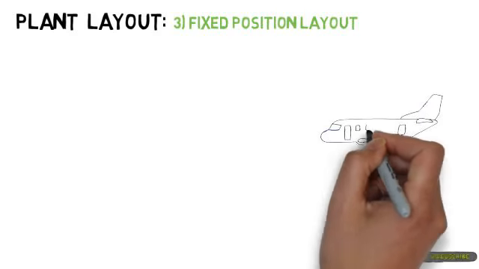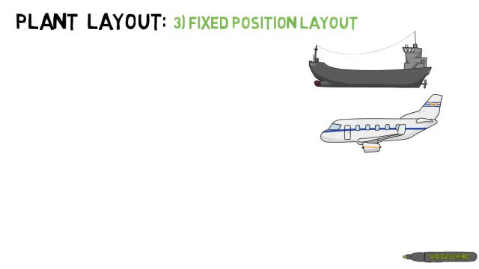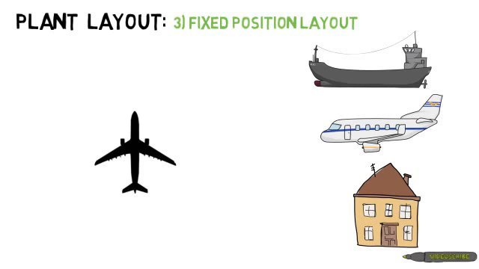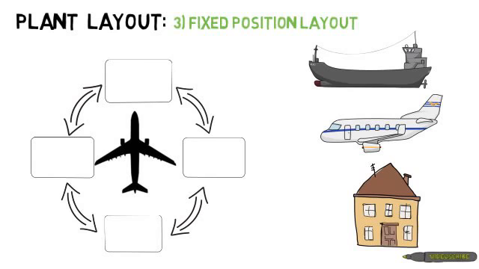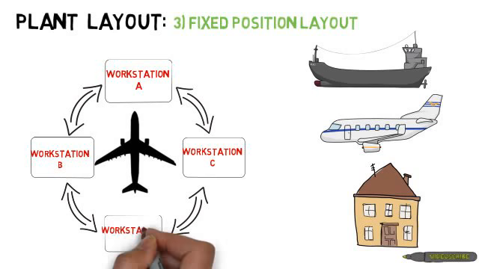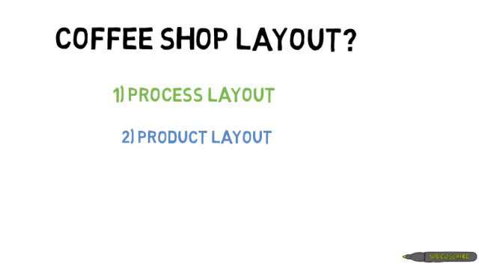The third and last plant layout is the fixed position layout. This type of layout is needed when we are producing a very large product, normally airplanes, ships and buildings. Notice from the picture how the product remains at its own location while the workstation moves around the product to build it until it is a finished good. How about our coffee shop? Which one do you think is the most suitable layout for our coffee shop?